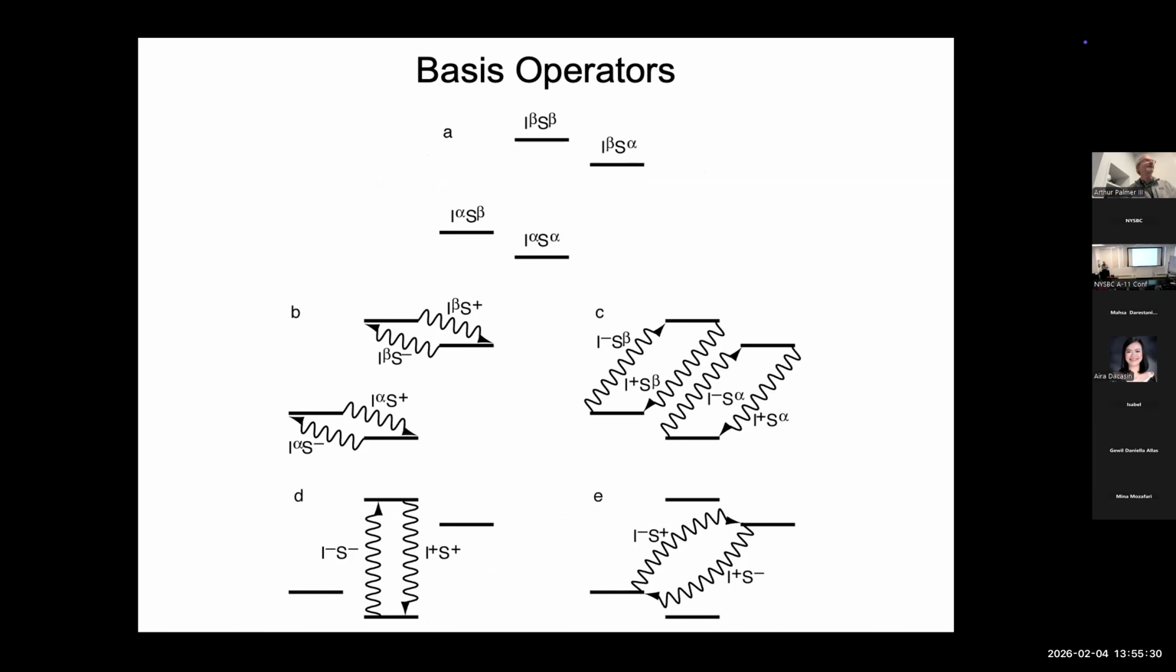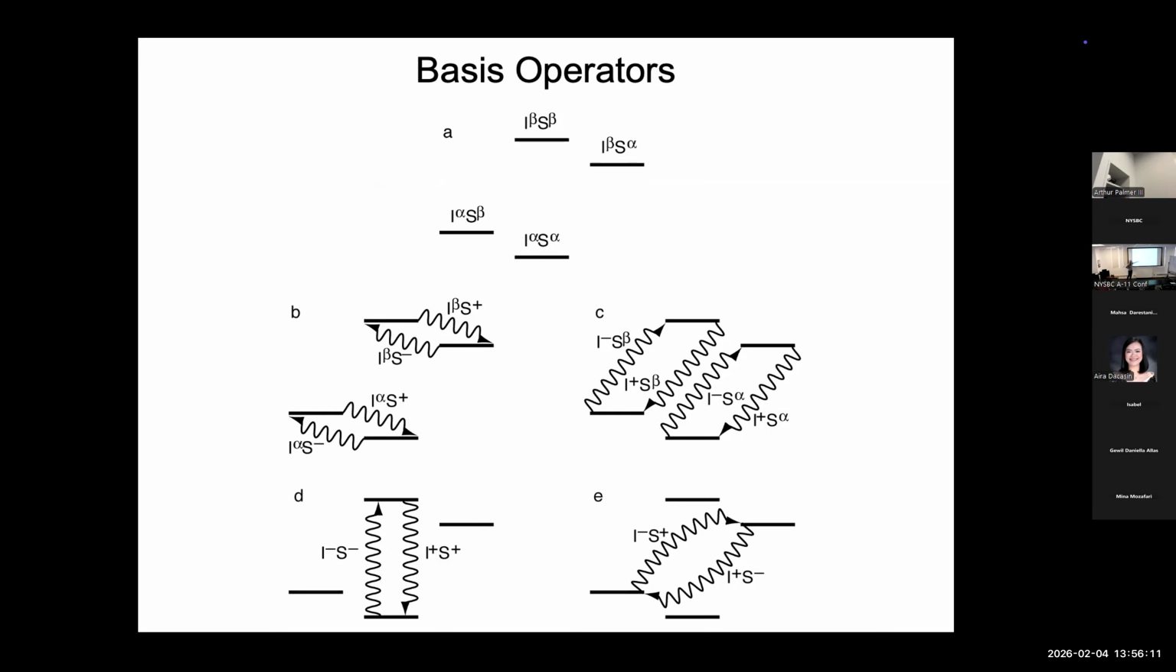I kept promising to show what this looks like on the energy level diagram. So here I have my 4 states labeled with the operators that represent the population. And now here I have the squiggly lines to represent coherence. So this is the alpha alpha state. This is the alpha beta state. So this squiggly line represents I alpha S minus.